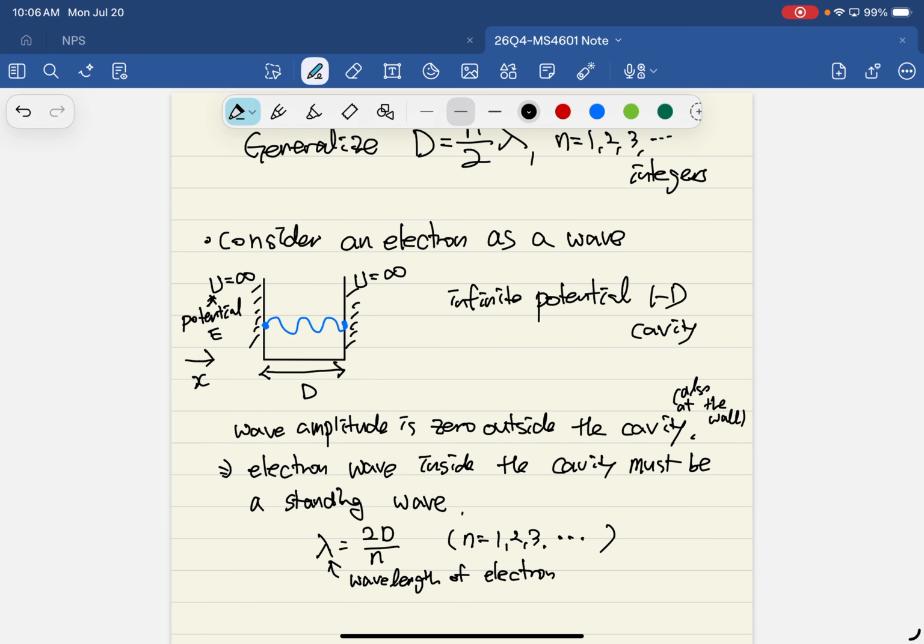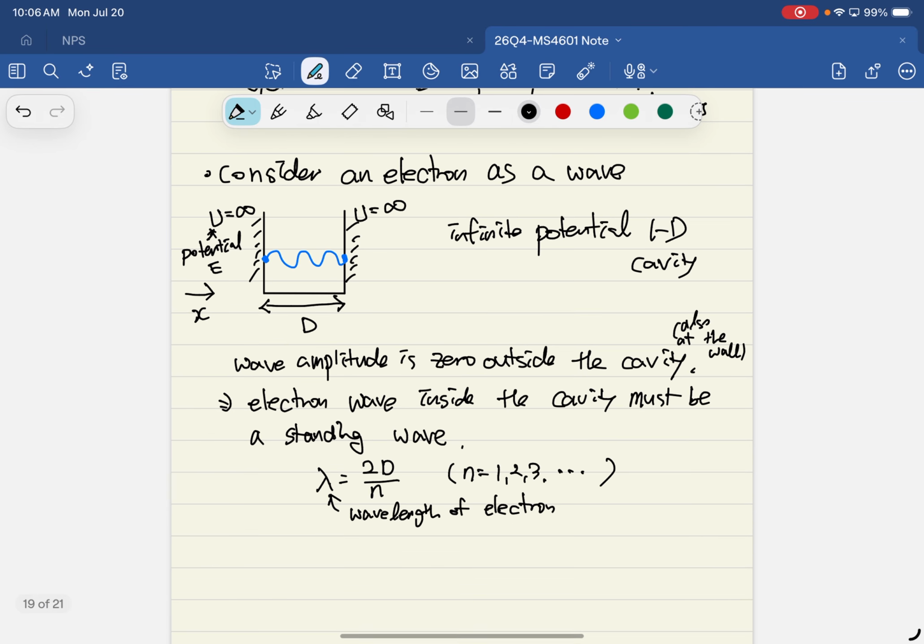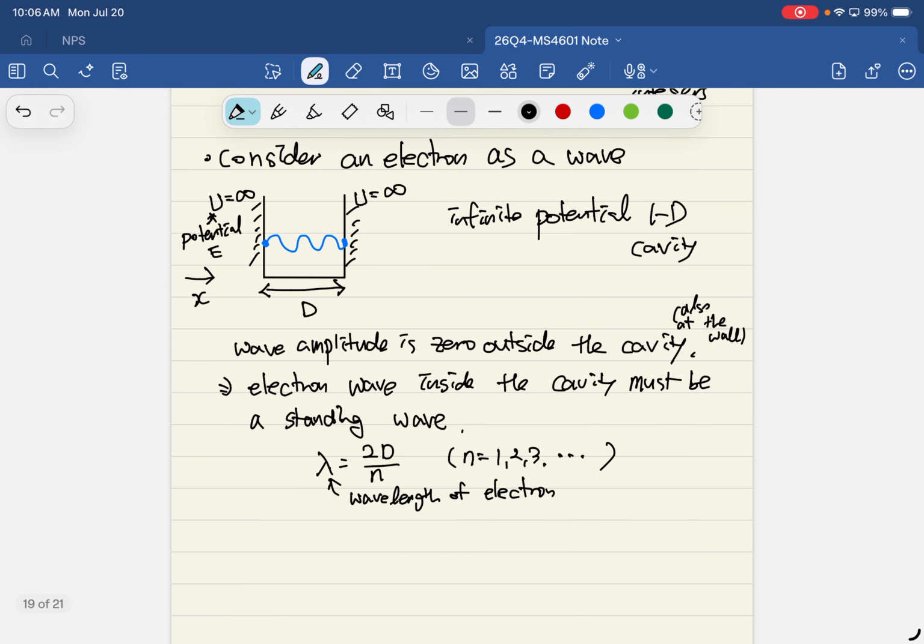So now we have these wavelengths for the case of the infinite potential 1D cavity. And now let us consider the momentum of the electron.